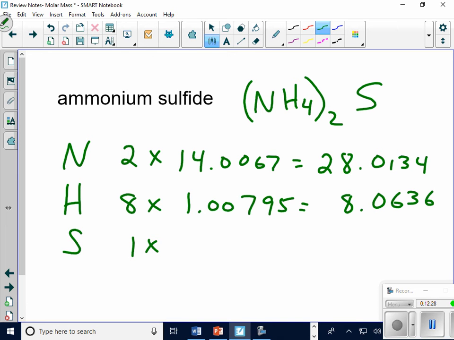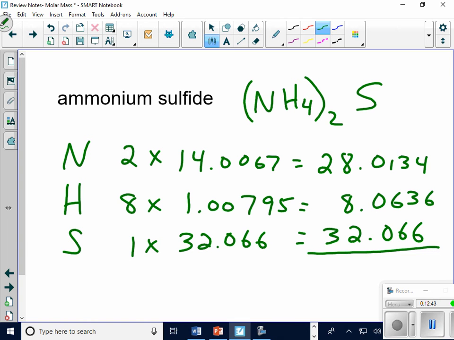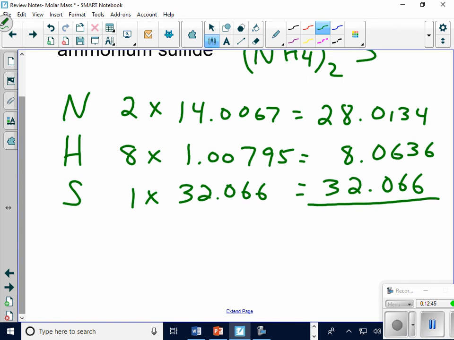My sulfur, I have 1 sulfur. Each sulfur is 32.066. So that's going to give me 32.066. When I do my math, I come up with 68.143 grams.